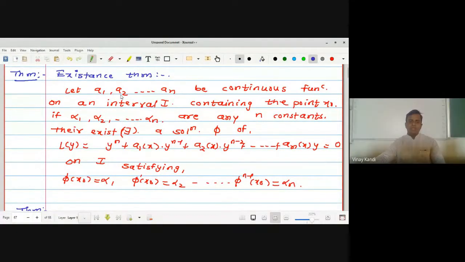Let a1, a2 up to an be the continuous functions on an interval I containing the point x naught. If alpha 1, alpha 2 up to so on alpha n are any n constants, then there exists a solution phi of L of y is equal to 0, satisfying phi of x naught is equal to alpha 1, phi dash of x naught is equal to alpha 2 up to so on, phi raised to n minus 1 of x naught is equal to alpha n.